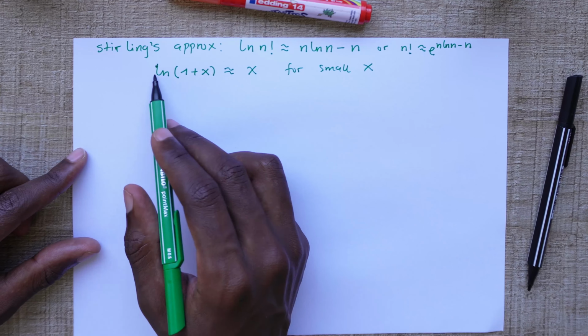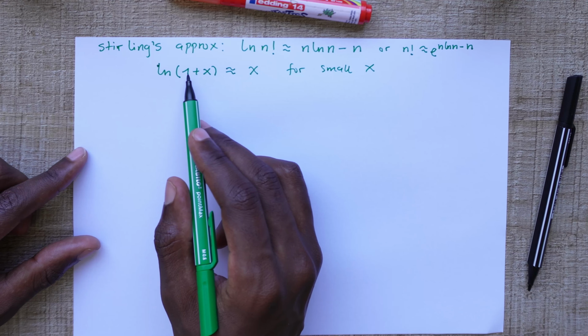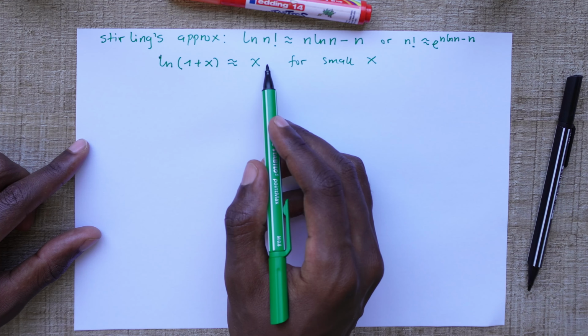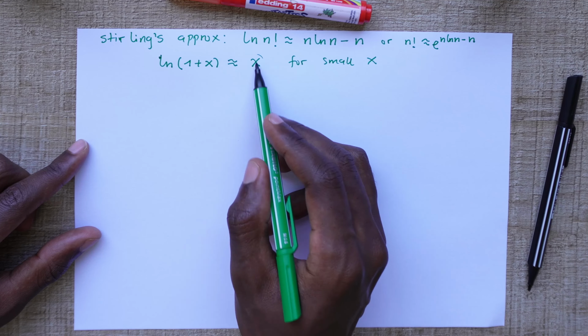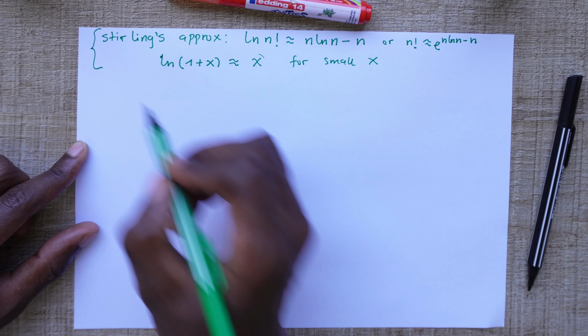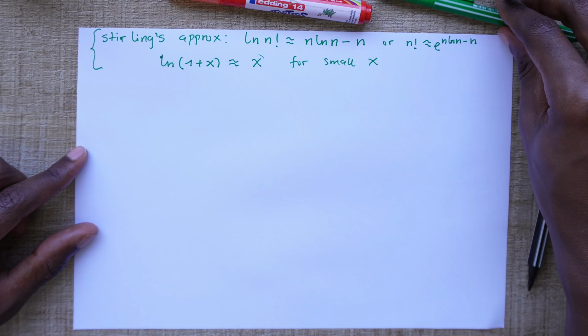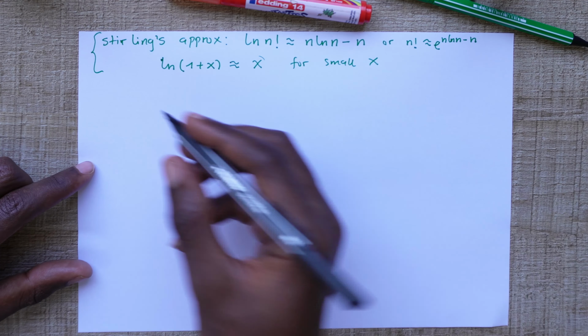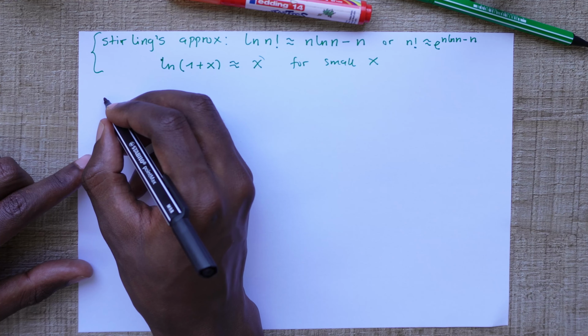So if you take the Taylor series expansion of ln(1 minus x), if x is very small, then we can neglect higher order terms and just take x, which is the first term. So these are the two approximations that we are going to use to prove the Poisson limit theorem. So let's take our binomial expression.